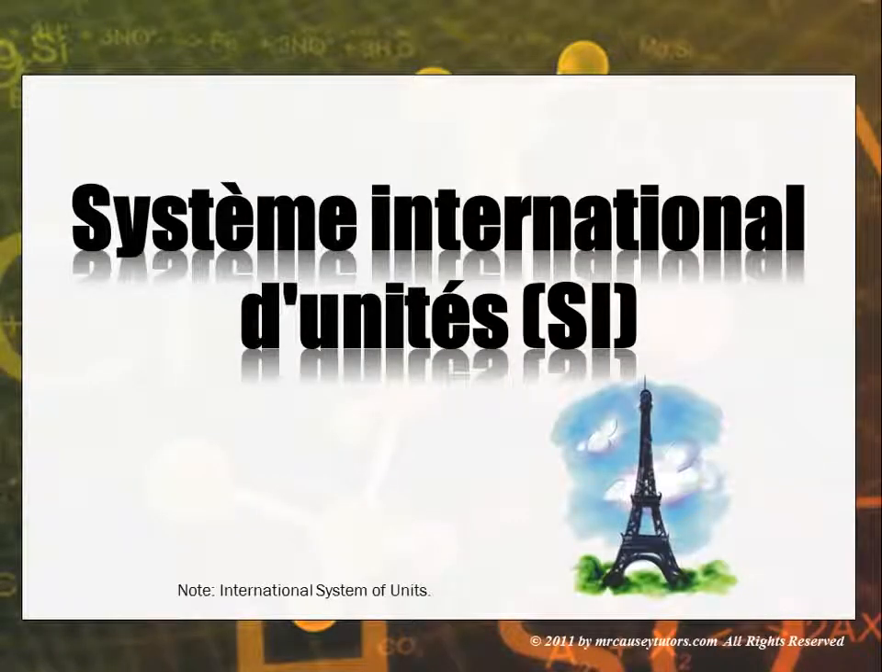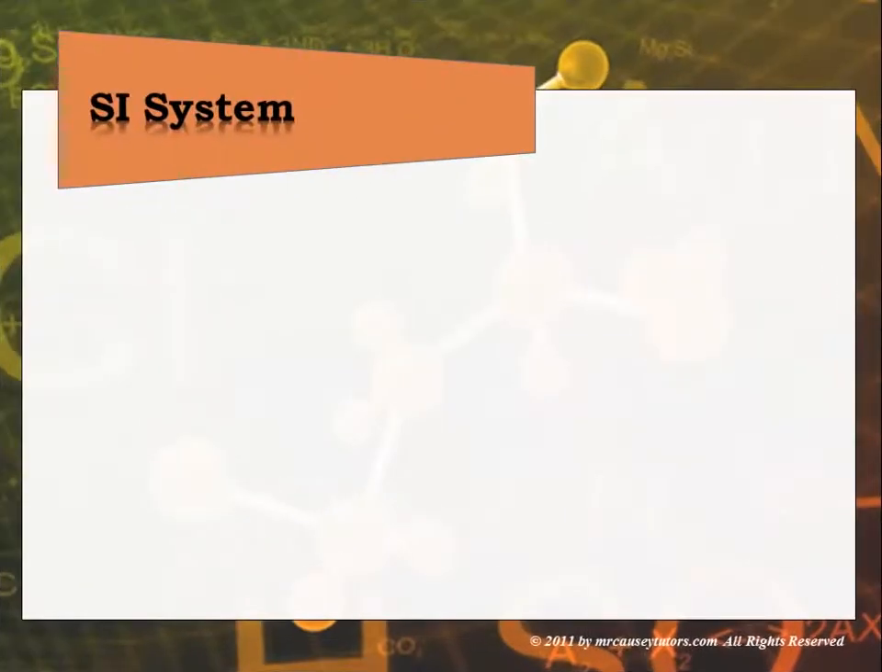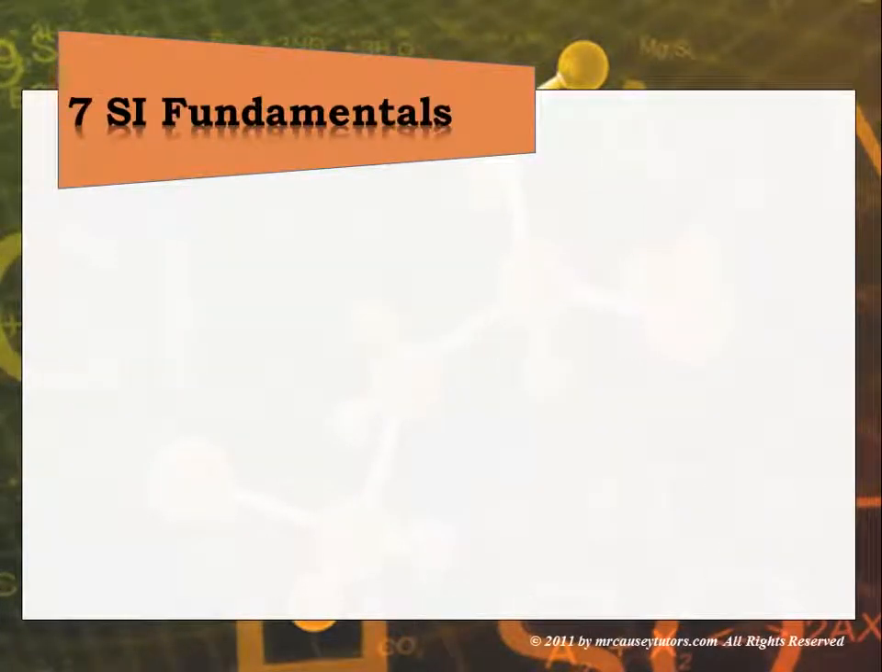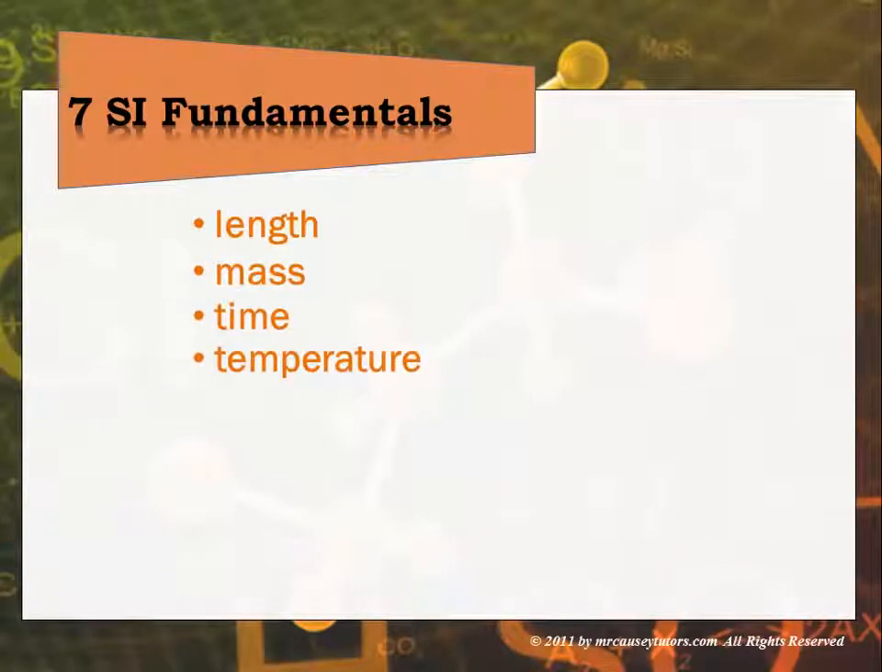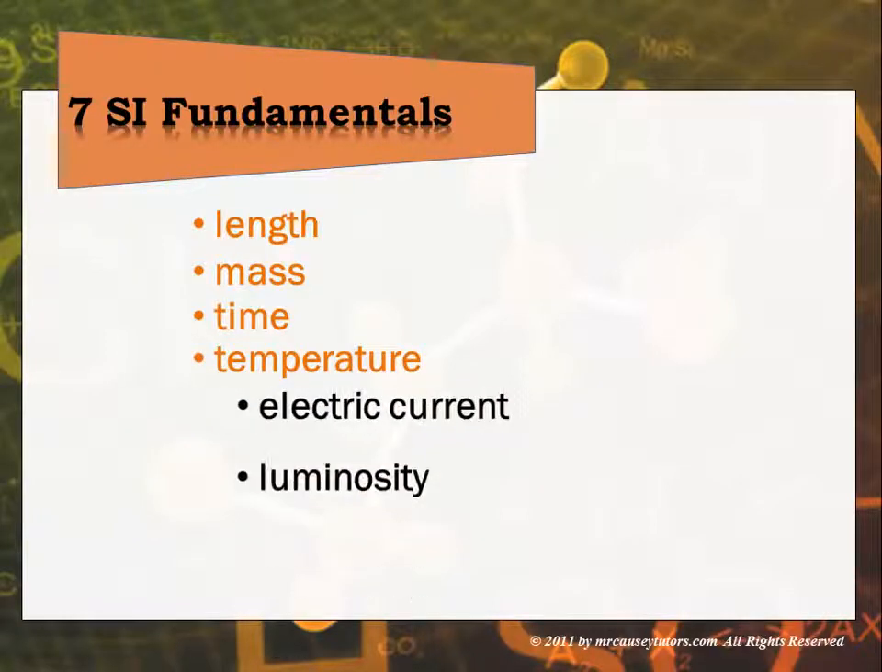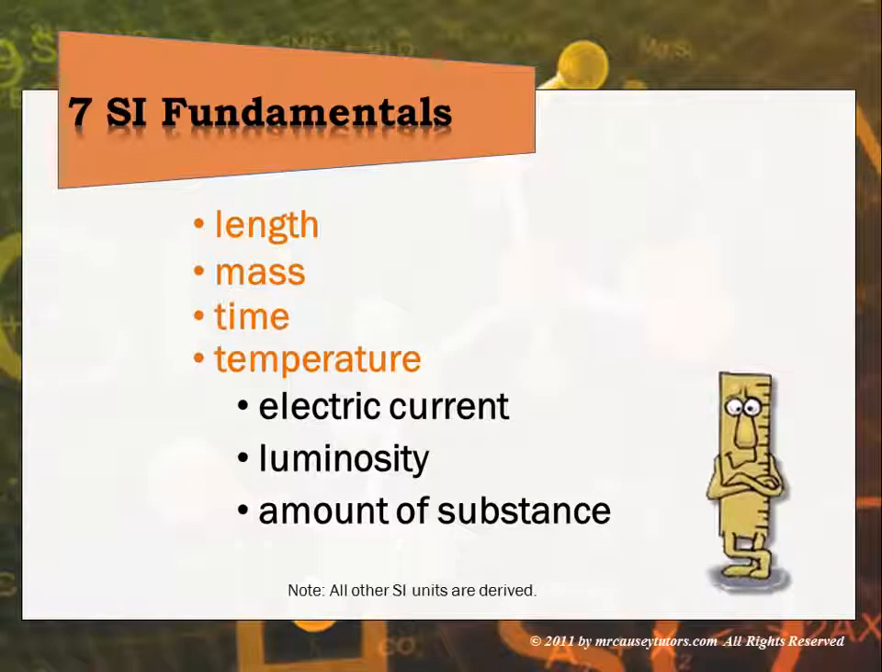The Système International system was developed in the 60s. It came up with 7 fundamental units, and then all the other units that come out of the SI system are derived units. The derived units and the fundamentals are still part of the metric system. The top 4, length, mass, time, and temperature, and then we had electric current, luminosity, and the amount of substance. The top 4 are very important to us as chemists at this level, and at the end of the year we're going to be talking about the amount of substance. But other than these 7, anything else is considered a derived unit.